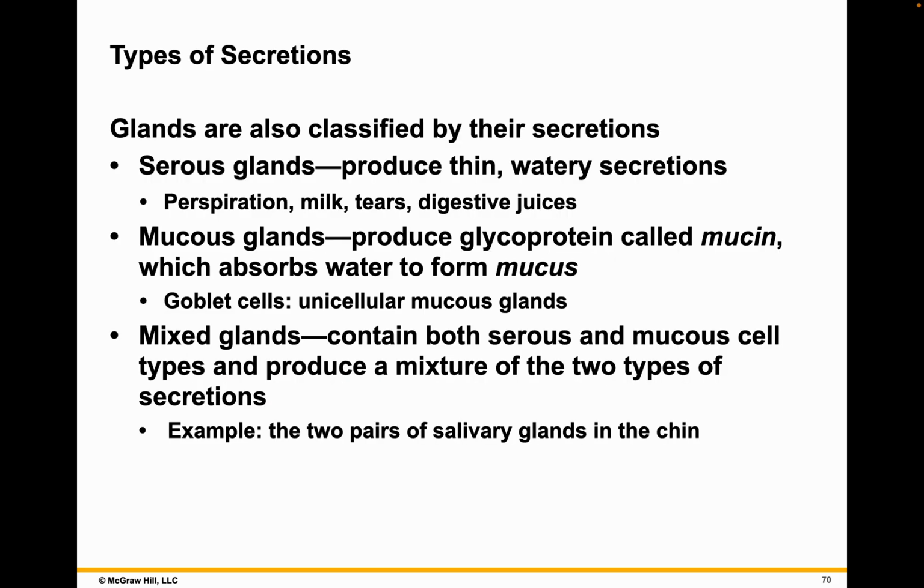Glands are also classified by their secretion. We have serous glands, mucus glands, and mixed glands. Serous glands produce a thin, watery secretion: perspiration, milk, tears, digestive juices. Mucus glands produce a glycoprotein called mucin, which absorbs water and forms mucus. Goblet cells, which we've talked about numerous times today, are unicellular mucus glands. Mixed glands have both serous and mucus cells and produce a mixture of the two types. Two pairs of salivary glands in the chin would be examples of these.